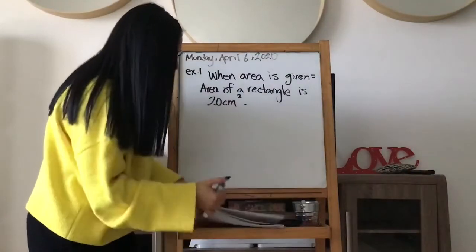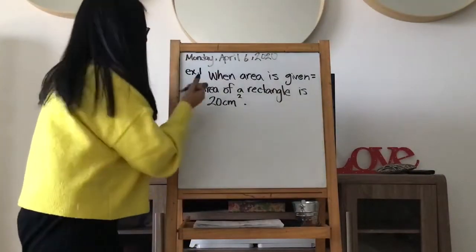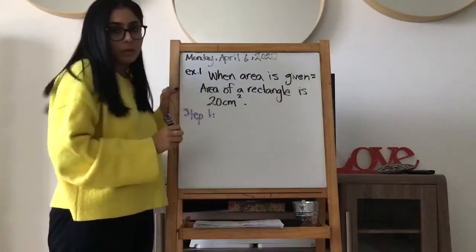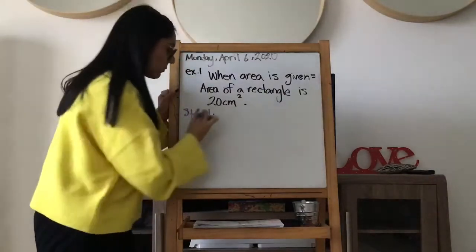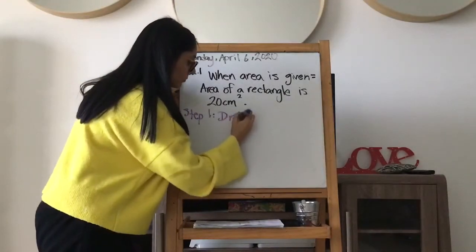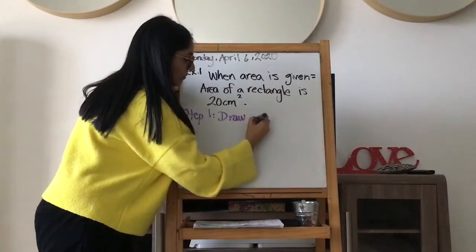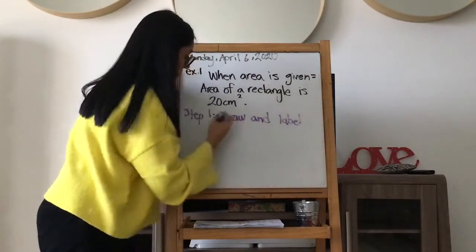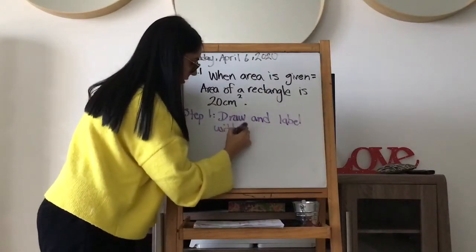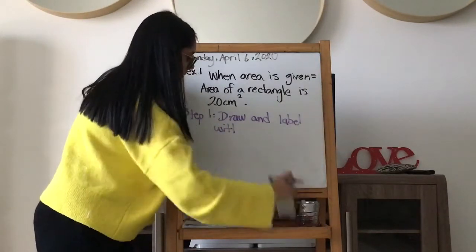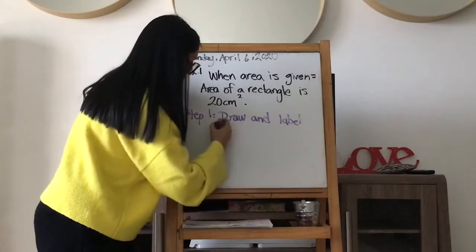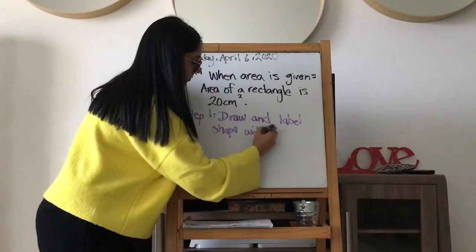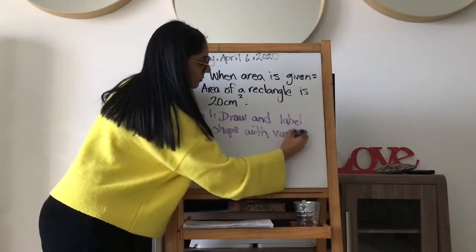So again, very much like yesterday, let's go through the steps. First steps are very similar. Step one is to draw and label the shape with variables.